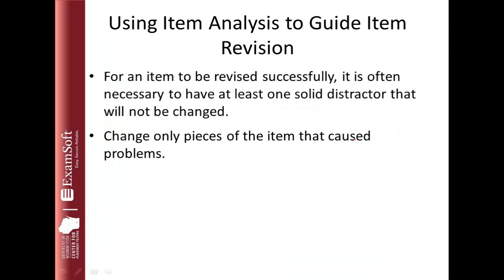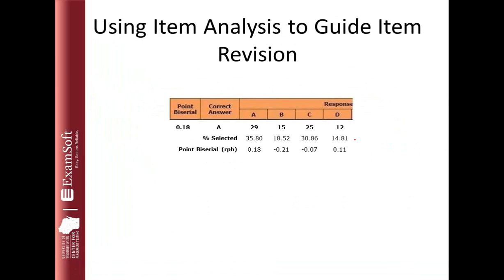Change only the pieces of an item that cause problems. If you have data to suggest that a couple of the alternatives are doing just fine and the problem really is in only one alternative, that's really the only place that you should be looking to make changes. Sounds like you were successful elsewhere, and if this one alternative hadn't sort of interfered, then probably the item would have performed pretty well. So if we look at how this works in practice, let's return to the ExamSoft item analysis.